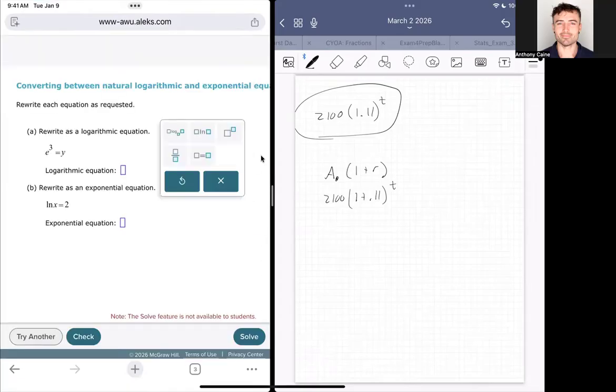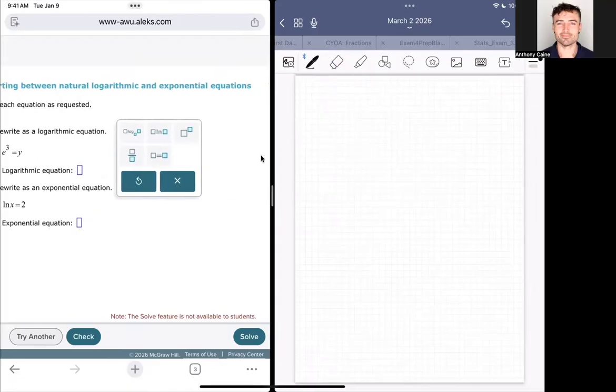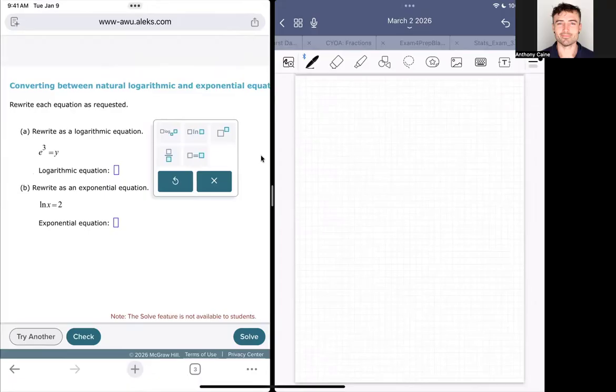All right. Converting between natural logarithm and exponential equation. This whole idea, if you read the blue header. So this is about log base e, which is called a natural log, and an e here. And there's a relationship. The natural log of x equals y is the same thing as if I were to write e to the y is equal to x.